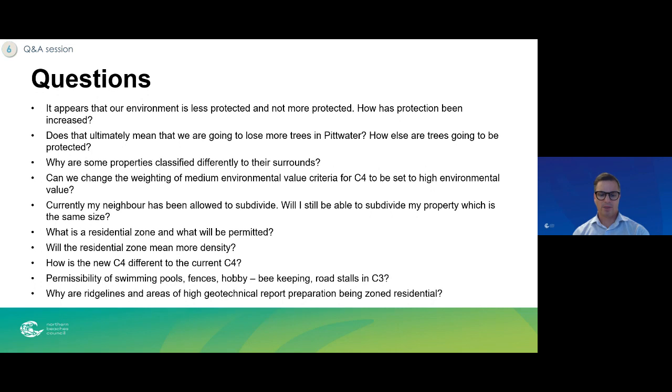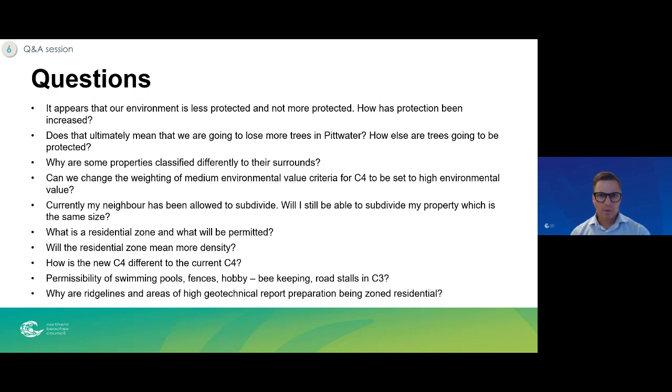Will the residential zone mean more density? Look, by changing from a conservation zone to a residential zone, we're certainly not intending to increase density in those areas. We do know that the state policies relate differently to the C4 and some residential zones. So there are some technical issues there that we're alive to, and we're continuing to have conversations with the Department of Planning in relation to those issues.